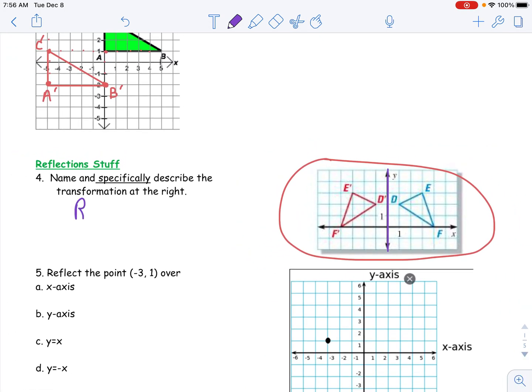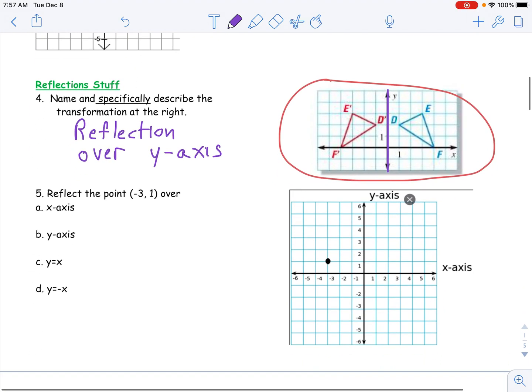This is a reflection over the y-axis. Neat. Cool beans. We just identified a reflection. Now let's perform some reflections.